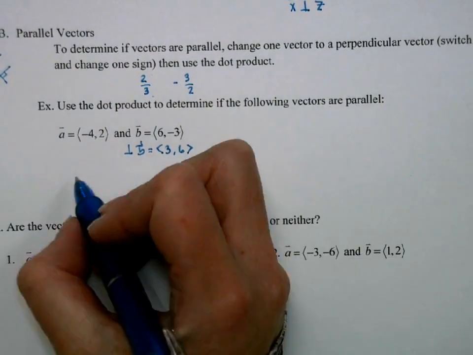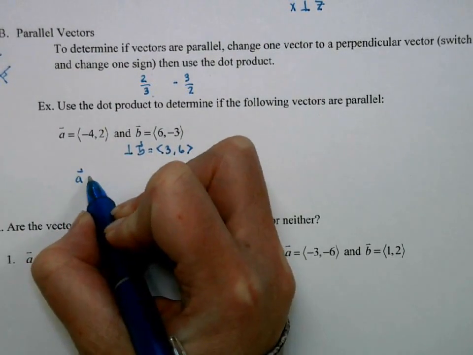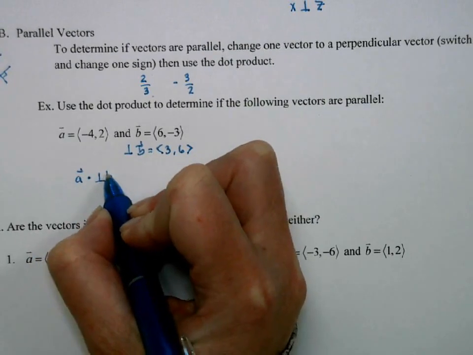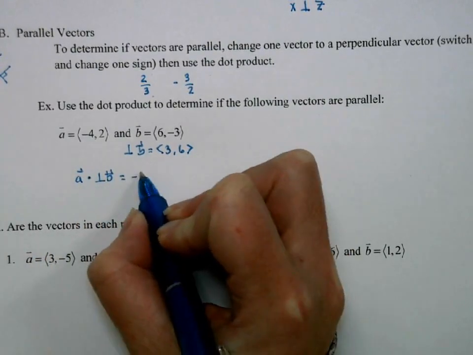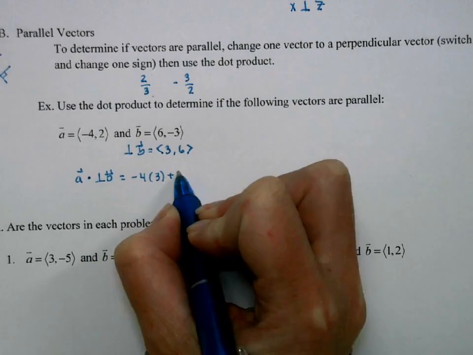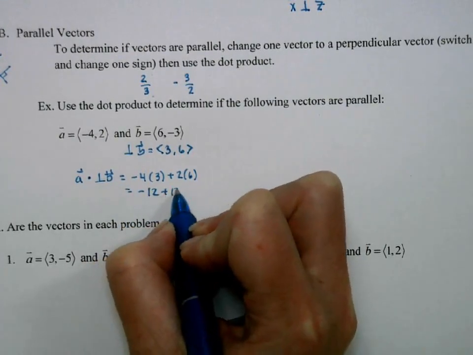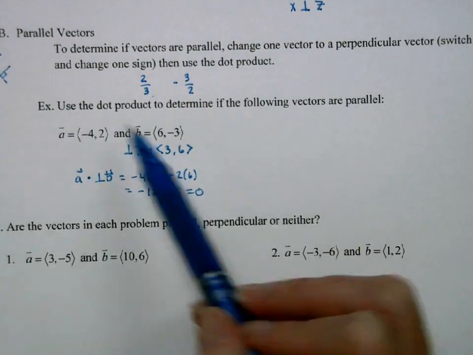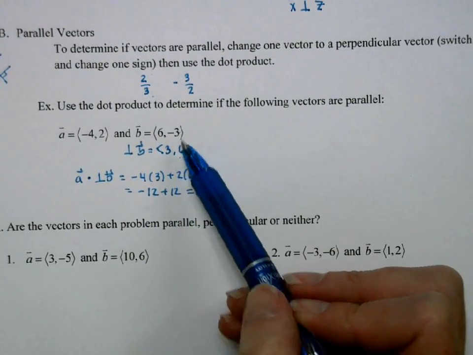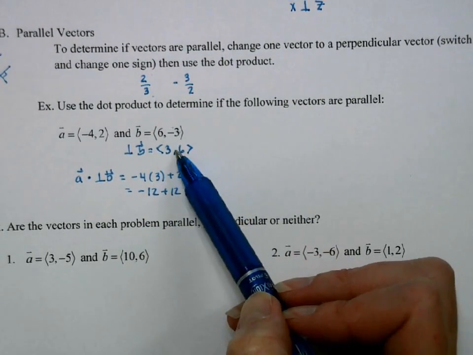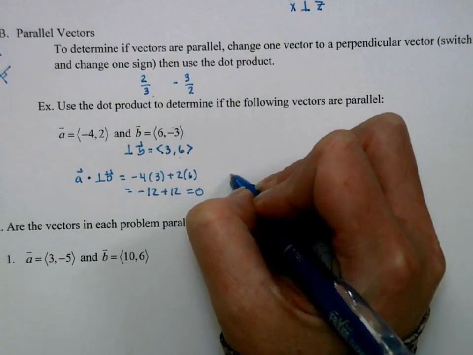So I'm going to take A, dot it with perpendicular B. And we get negative 12 plus 12, which is 0. So A is perpendicular to perpendicular B, and B is perpendicular to perpendicular B. So A is parallel to B.